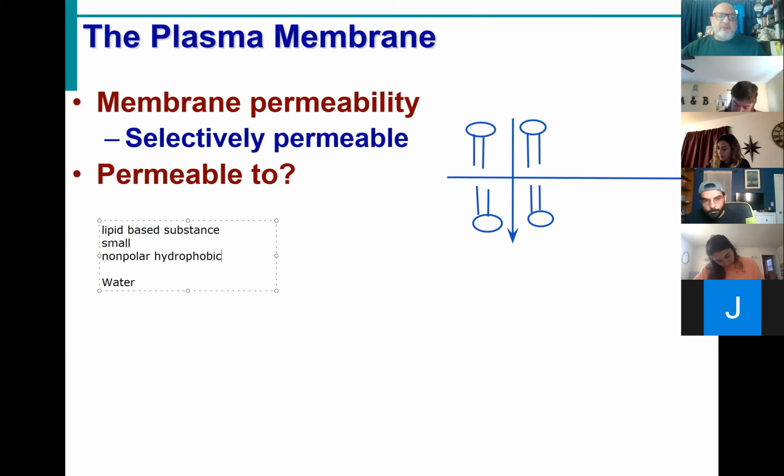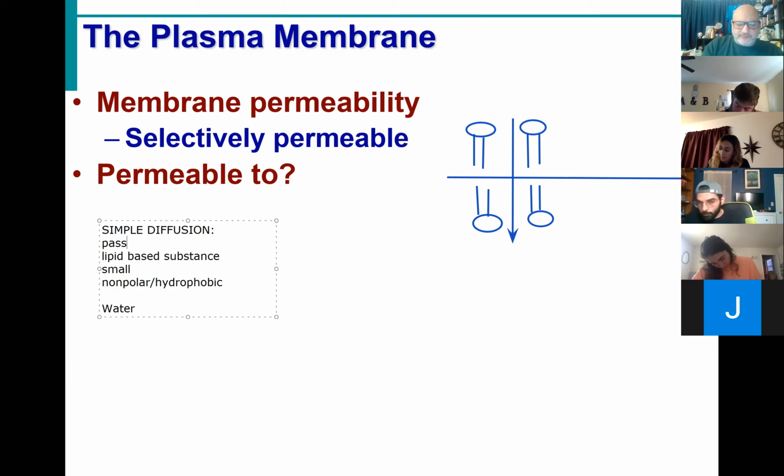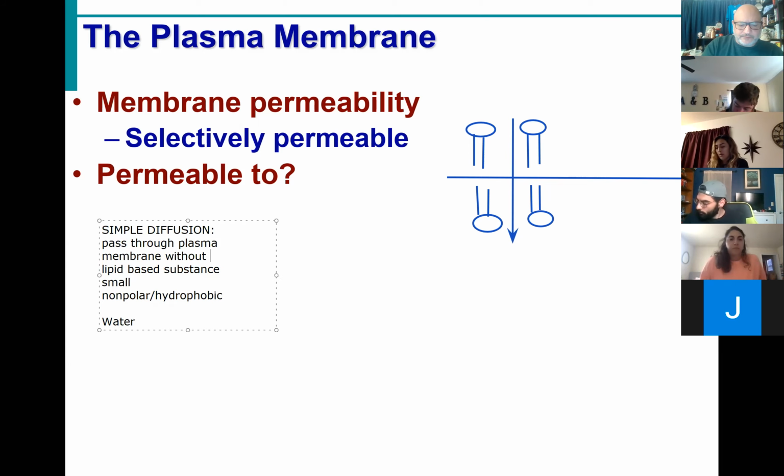Excellent. So things that are non-polar or hydrophobic, things that are small, or things that are lipid-based are all things that can easily pass through the phospholipid bilayer without any assistance at all. We have a special name for that. We just call it simple diffusion, right? Pass through the plasma membrane without any help.